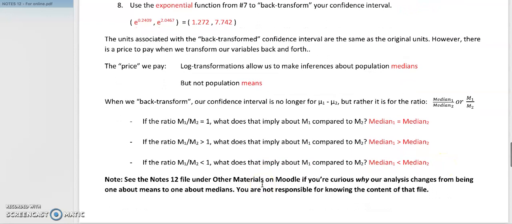One thing I want to note before I move on though is some of you may be wondering, why does our analysis change from population means to population medians? Why did we go from talking about a difference to talking about a ratio? There's some math behind it. I've posted a file on Moodle that explains why we change our interpretations in this case. If you're curious, I encourage you to check it out. I'm happy to answer questions about it. But I also just want to let people know that you're not responsible for knowing why this is the case, as long as you can remember that it is the case and how to use it for interpretations.